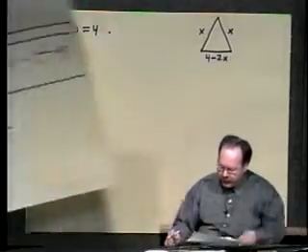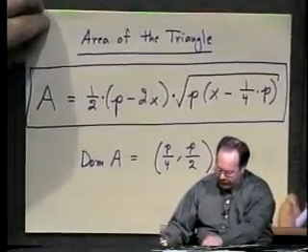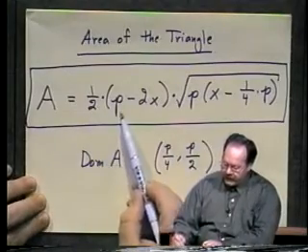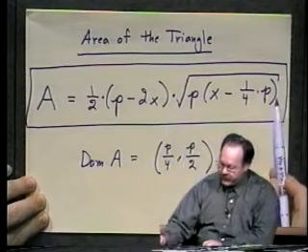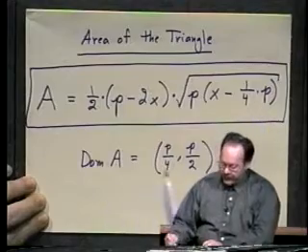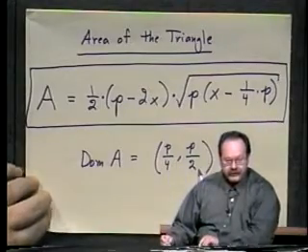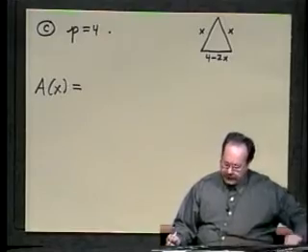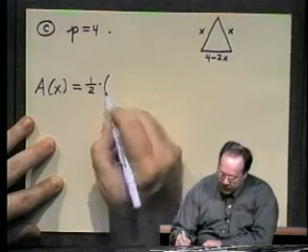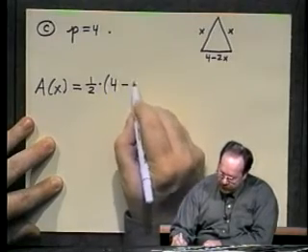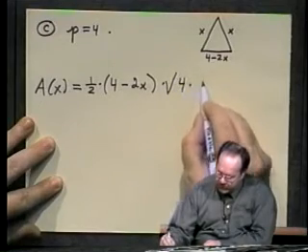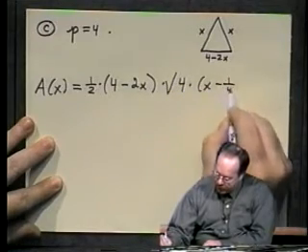And just so you remember, let me bring back the area formula here, which I've got written out neatly: 1/2 times p minus 2x times the square root of the quantity p times x minus 1/4 p. And the domain of this function is p over 4 to p over 2. With that in mind, let me go ahead and fill in those p's with 4's. So we'll have 1/2 times 4 minus 2x times the square root of the quantity 4 times x minus 1/4 of 4.